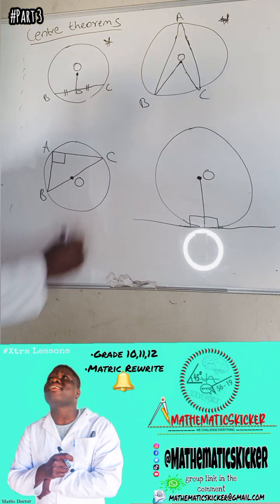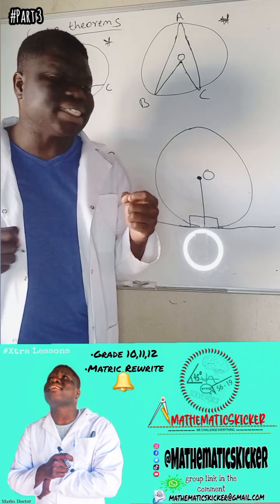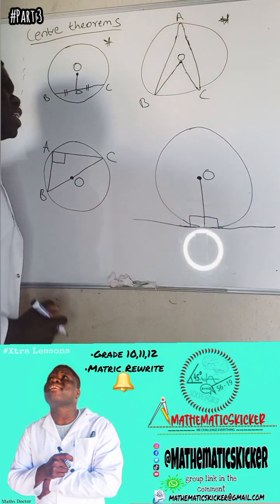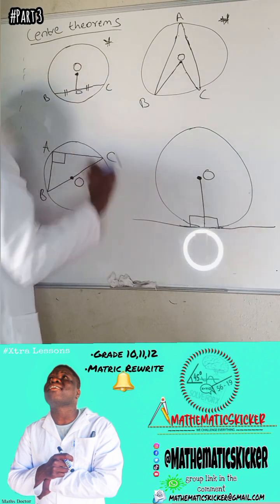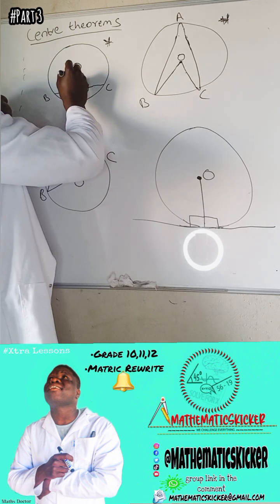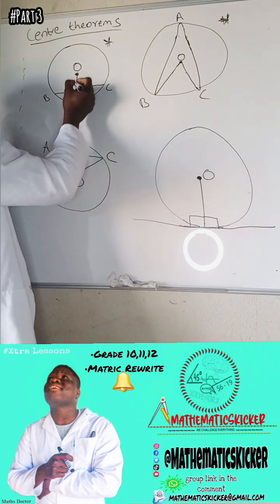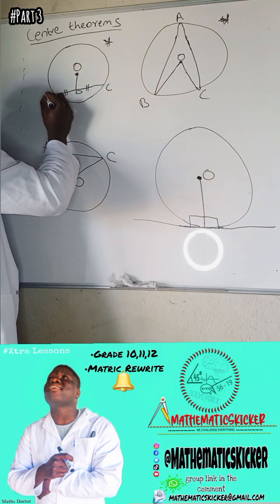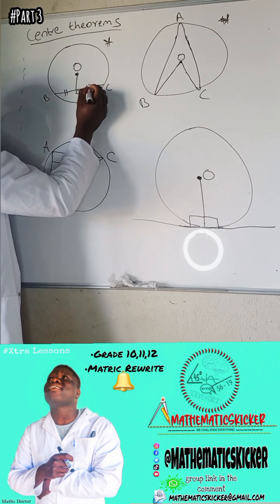Let's analyze it. In this theorem, please take your pen and write it down. So this is the statement of this theorem. This theorem says that a line drawn from the center, let O be the center of this circle, perpendicular to a chord, bisects the chord. If this line is perpendicular to this one, it bisects the chord, it means it cuts BC, which is a chord.